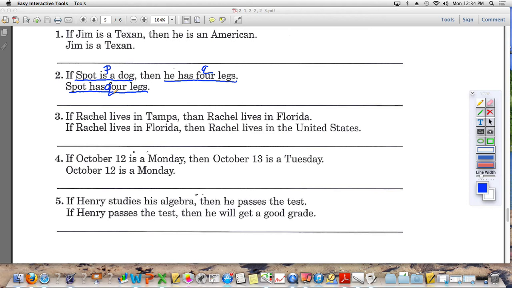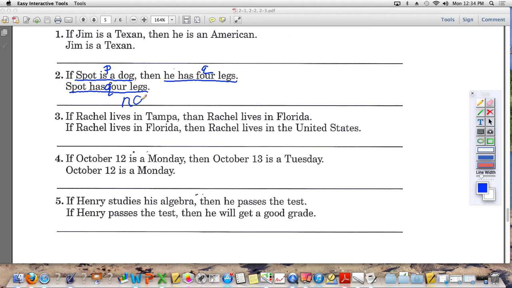What conclusion can we draw? No. So what do we write? We can't draw a conclusion. Why can we not draw a conclusion? The Q's don't turn into P. The Q does not determine the P. It is the P that determines the Q. So what are you going to write? No valid conclusion.